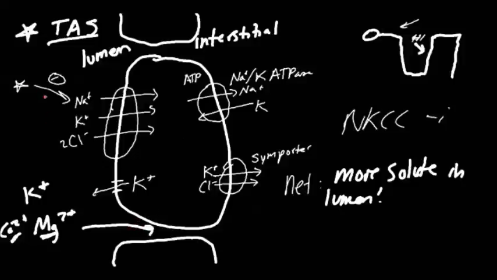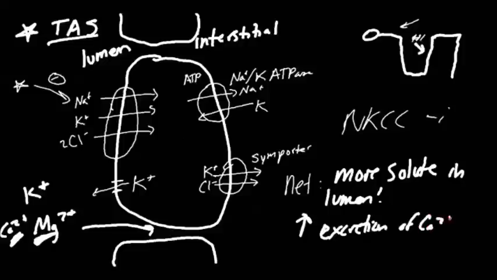So if you have a loop diuretic, you're going to have all these solutes in the lumen. You're going to have less potassium that can diffuse out to the cell. You're going to get an impaired reabsorption of calcium and magnesium. So loop diuretics will also increase the excretion of the positively charged divalent cations, so calcium and magnesium.